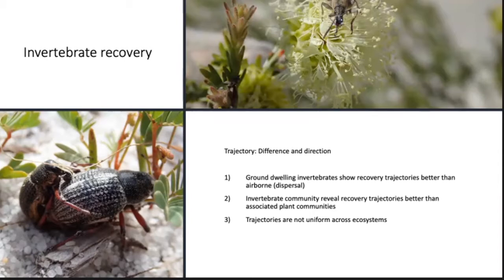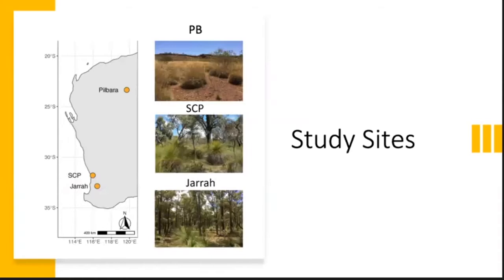And the other thing is that these trajectories may not necessarily be uniform across different ecosystems. We've shown that you can see those changes very clearly in the Swan Coastal Plain, but that may not be the case for somewhere very different, like in the Pilbara. So we went to 3 different locations, the Pilbara, the Swan Coastal Plain, and the Jarrah Forest, and we collected from chronosequences of restoration at each of those locations.